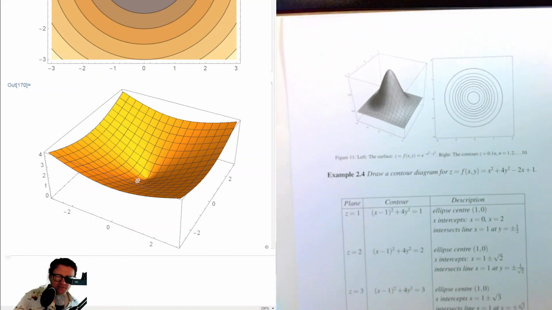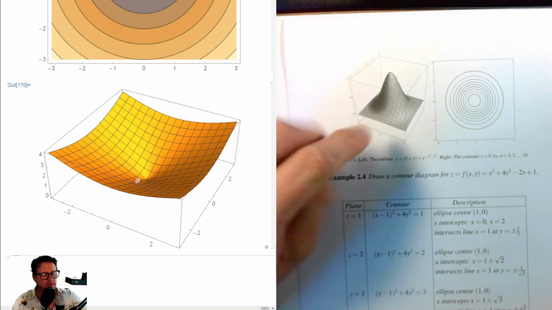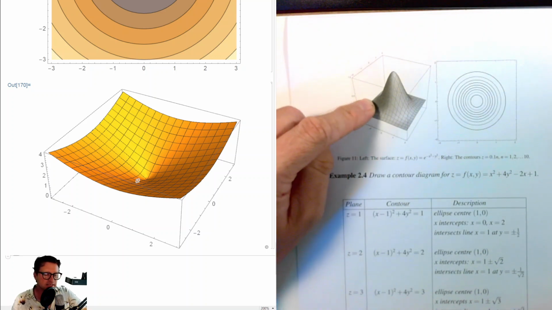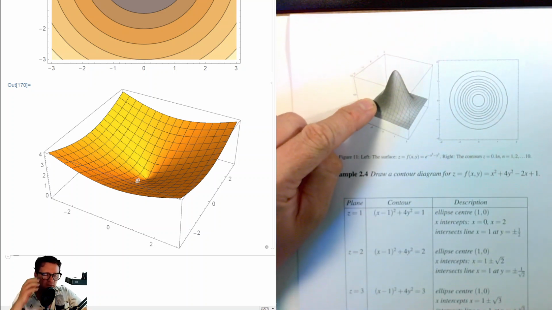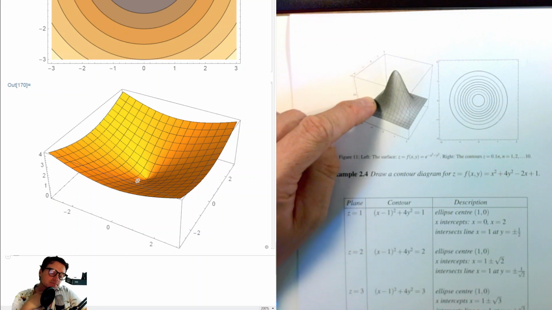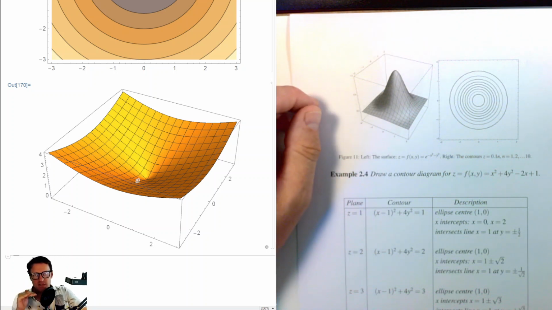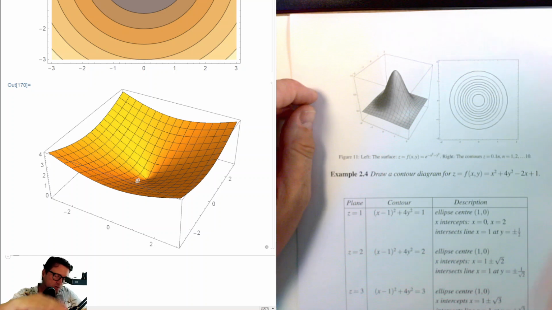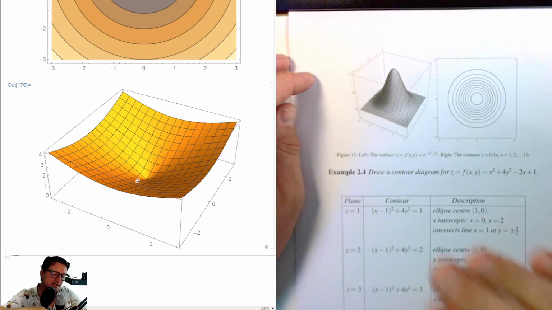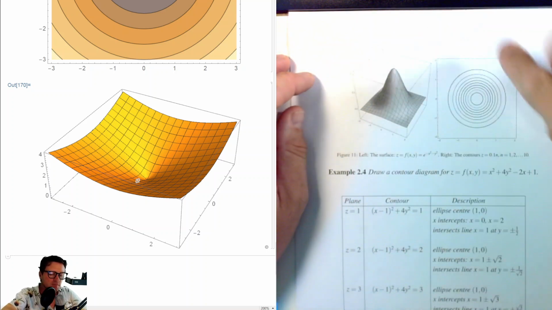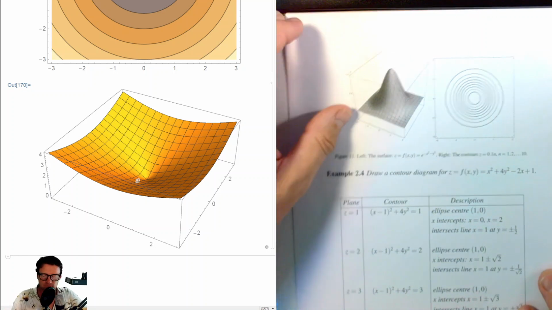So we can do this for other surfaces also. So this here is e to the power of minus x squared minus y squared. And that also has circular contours. So in other words, horizontal slices through this give you circles.